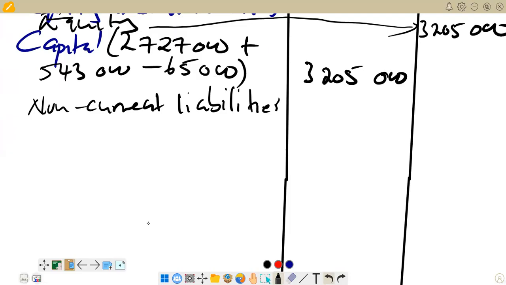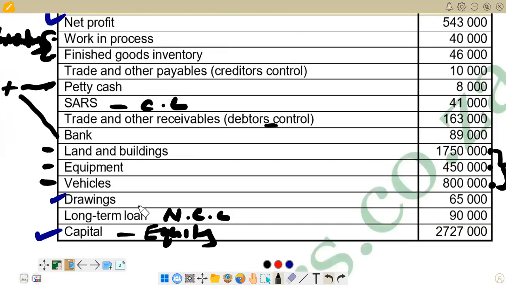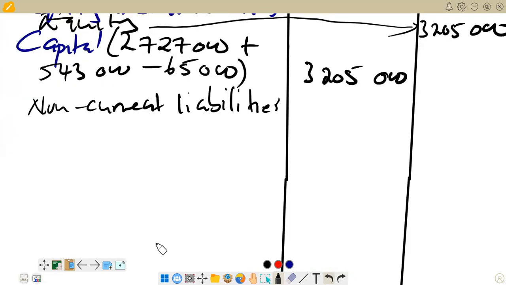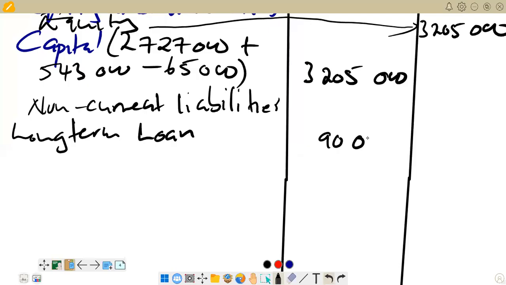So we can go there and check what we have in terms of non-current liabilities. We've got a long-term loan. This is a non-current liability, 90,000. So we can just go and include that one. And this is the only non-current liability that we have in the question. If we had some mortgages, also we are supposed to include them there. So long-term loan, the figure that we have there is 90,000.